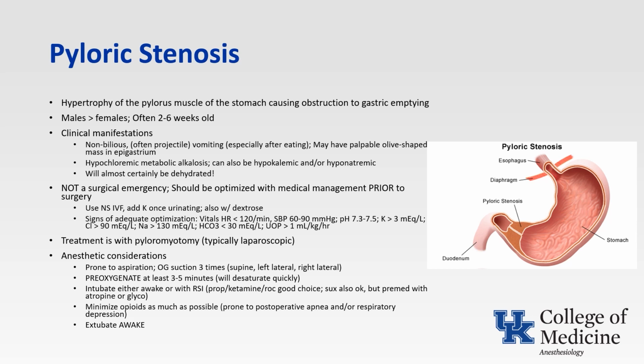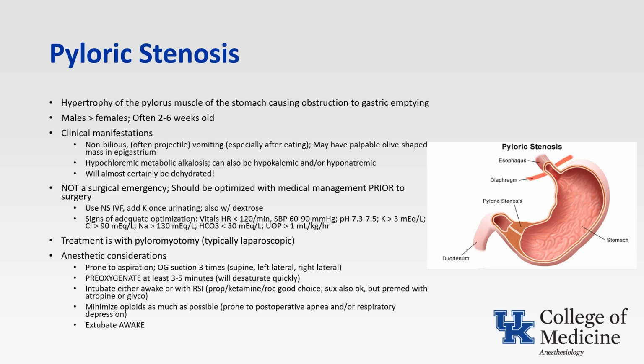These patients will have a hypochloremic metabolic alkalosis. Again, very important, hypochloremic metabolic alkalosis. They can also be hypokalemic and/or hyponatremic, and they will almost certainly be dehydrated. It is important to understand that this is not a surgical emergency. The patient should be optimized with medical management prior to coming for surgery, utilizing normal saline IV fluid with the addition of potassium and dextrose once they begin urinating.